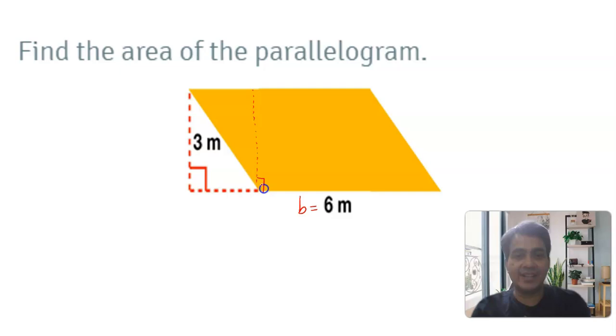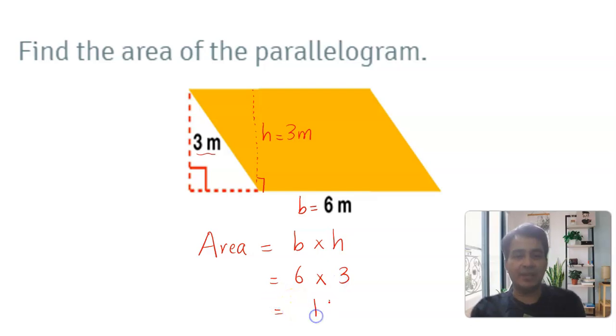So if I draw this as a height, so you know that this is 3 meters. Again, this is also 3 meters. So the height is 3 meters. And then to find the area, we need to just multiply the base with the height. So the base is 6. The height is 3. So 6 times 3, it is 18 meter square. Don't forget the units as meter square. It is very important to write units in the exam. Is that okay? Let's go on to the next question.